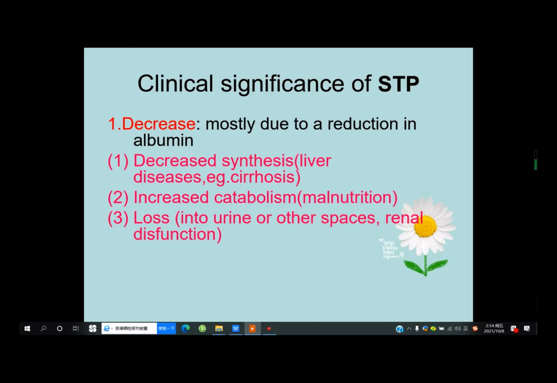Serum total protein has very important clinical significance. The decrease of serum total protein is mostly due to the reduction in albumin. There are about 3 causes that make the serum total protein decrease. The first one is synthesis decreasing, for example, cirrhosis. The second one is catabolism increasing, for example, malnutrition. The third one is the loss of protein from the blood to other places, for example, renal dysfunction.